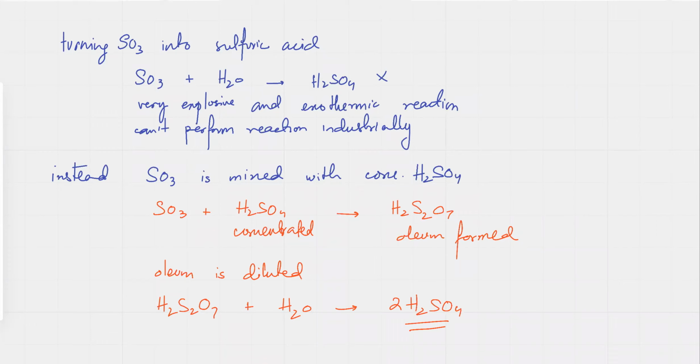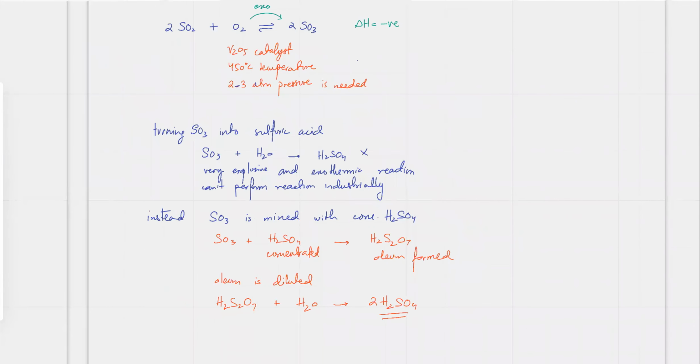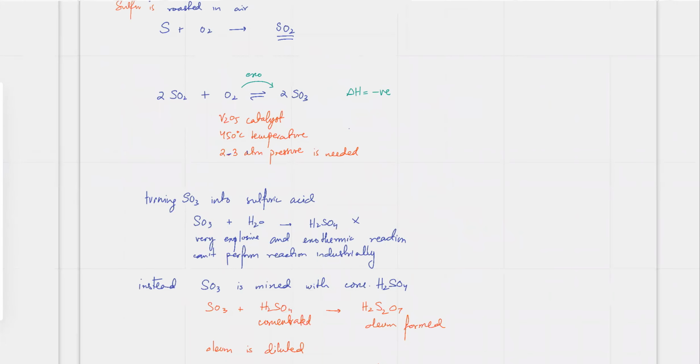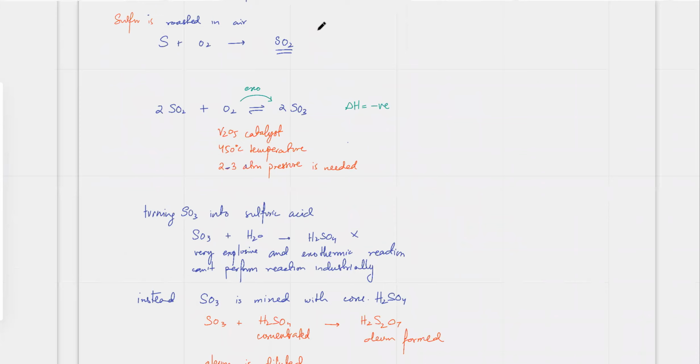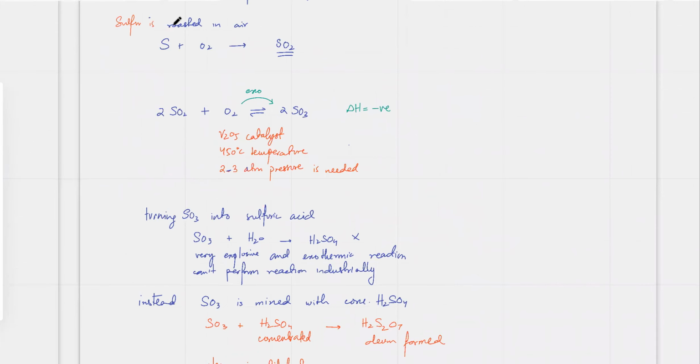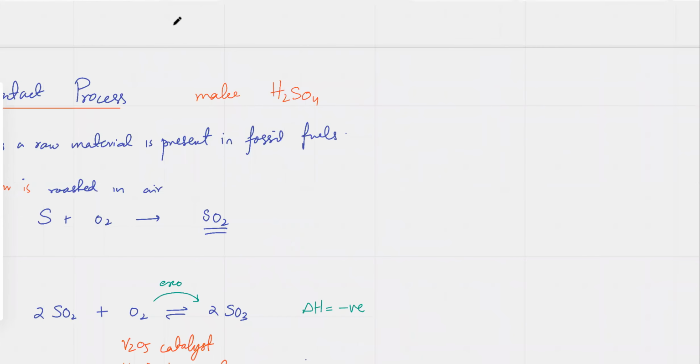So now you have to learn the whole process. There are 3 steps involved. The first step was that sulfur was roasted in air, burnt in air, and sulfur dioxide is produced. Most of the sulfur that you're getting, you get from coal, fossil fuels. There are some ores as well.